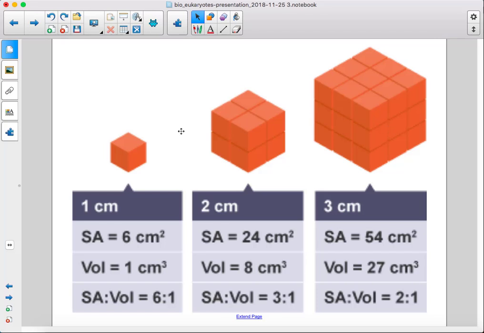Here are 3 cubes, 1 by 1, 2 by 2, and 3 by 3. And you can see that the surface area to volume ratio is here 6 to 1, here it's 3 to 1, and here it is 2 to 1.